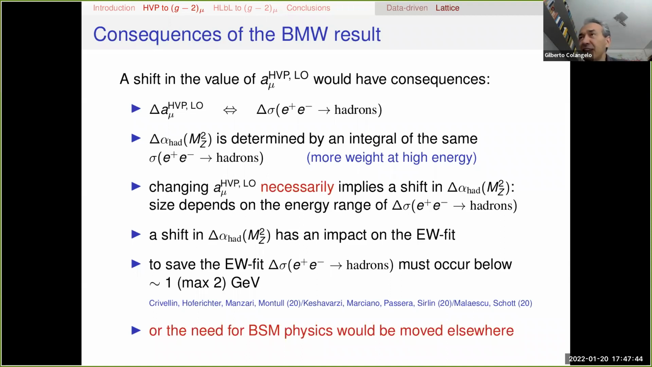And three different analyses have shown that if you take the BMW at face value and make a hypothesis about where the shift in the cross section has to happen, in which kinematic region, and then you analyze the impact on the electroweak fit, all three analyses concluded that the shift in the cross section has to occur below 1 or really maximally 2 GeV. Otherwise you create a problem with the electroweak fit, and then it means that you need to find BSM physics which explains that.